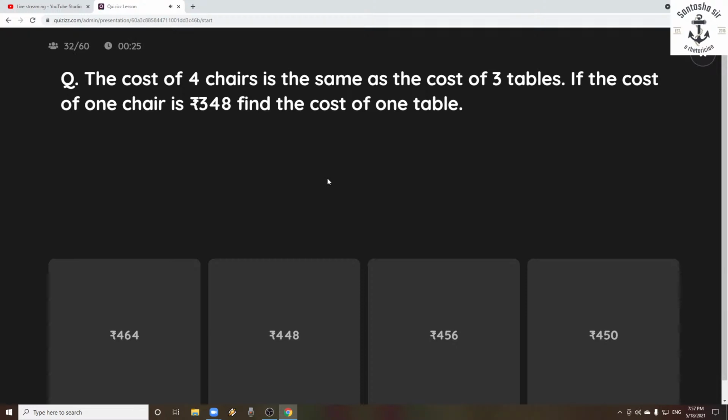The cost of 4 chairs is the same as the cost of 3 tables. If the cost of 1 chair is 348, what is the cost of 1 table? So what do we have to do? 348 multiplied by 4, divided by 3. That's the answer.